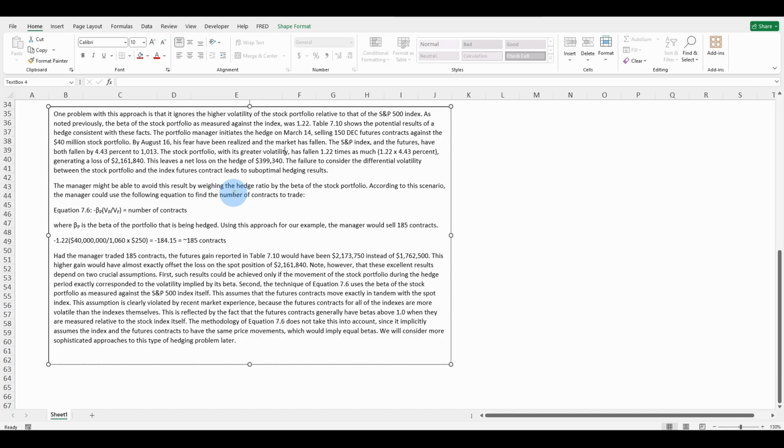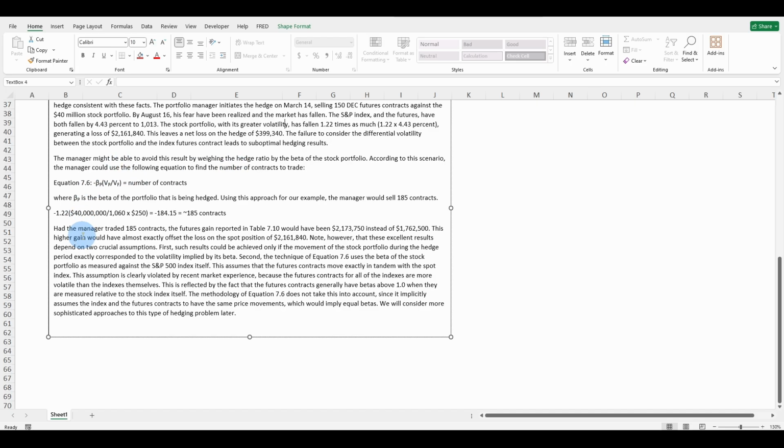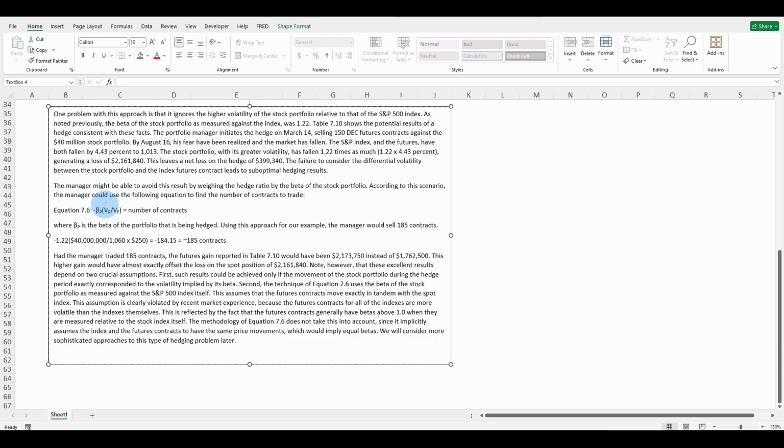So now we have beta P divided by beta F, where beta P is the beta of the portfolio that is being hedged. Using this approach, for example, the manager would sell 185 contracts versus the 150. 1.22 times 40 million divided by (1060 times 250) equals negative 184.15.